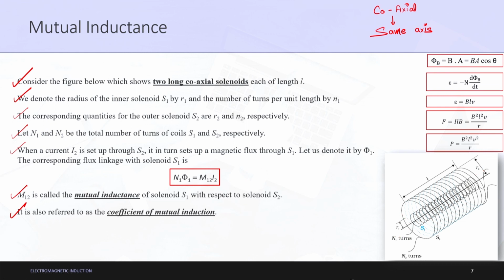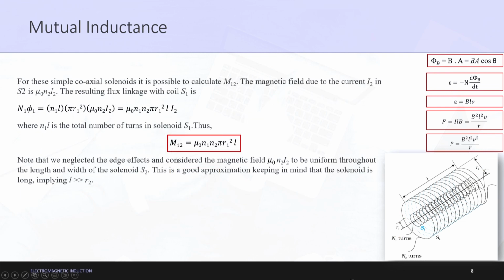Moving on. So, now for these simple coaxial solenoids, coaxial is nothing but having the same axis.